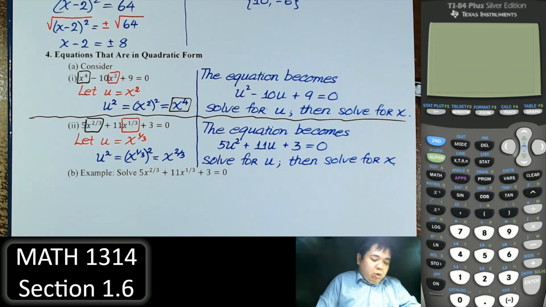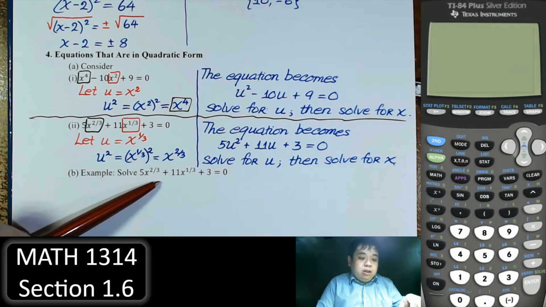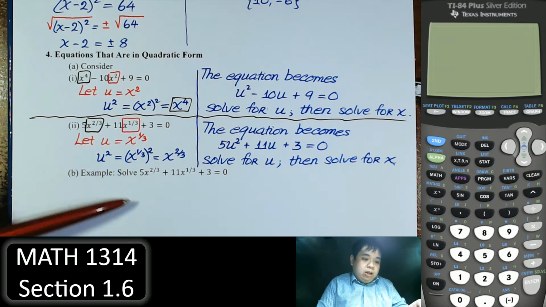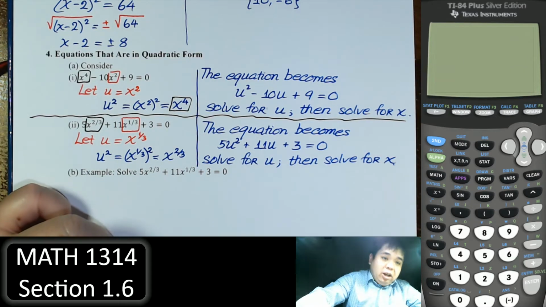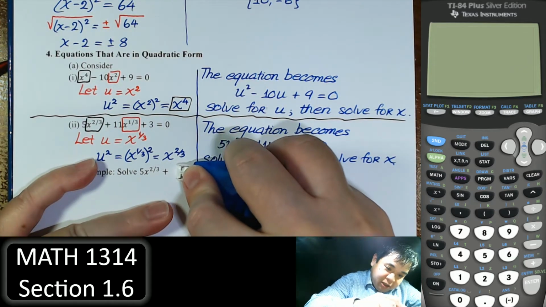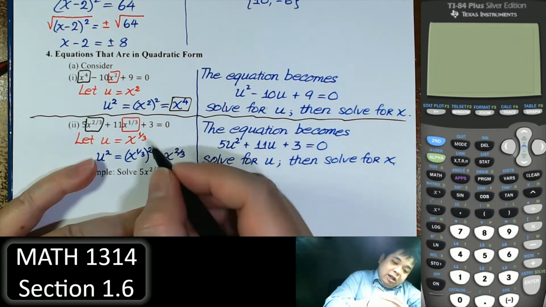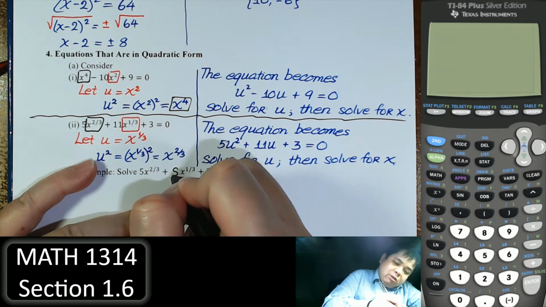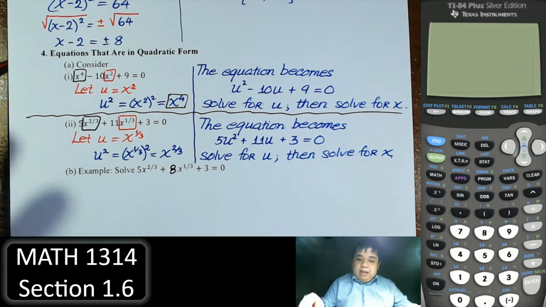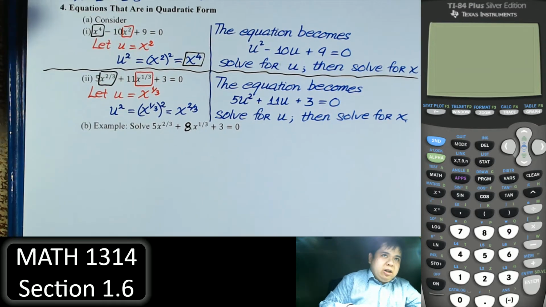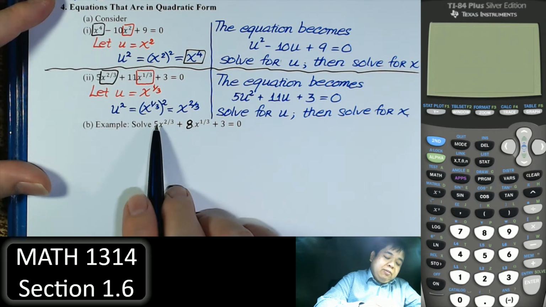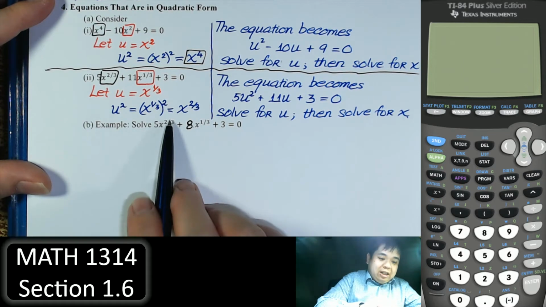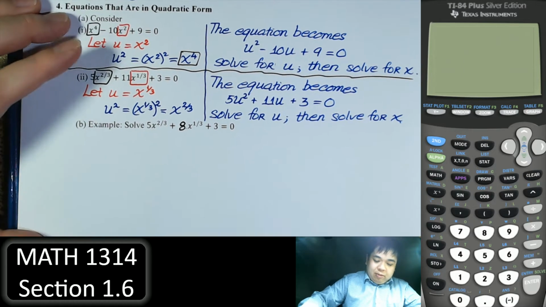Next we have this equation, 5x to the 2/3 plus 11x to the 1/3 plus 3. By the way, the x to the 2/3 and x to the 1/3, those are the same. However, I want to make one minor adjustment. Make this 8, so the answer is going to come out nice and even. Otherwise, it may not be as nice. So still the same thing. We let u equal x to the 1/3, and then square. Let's see if it is equal to the other term.